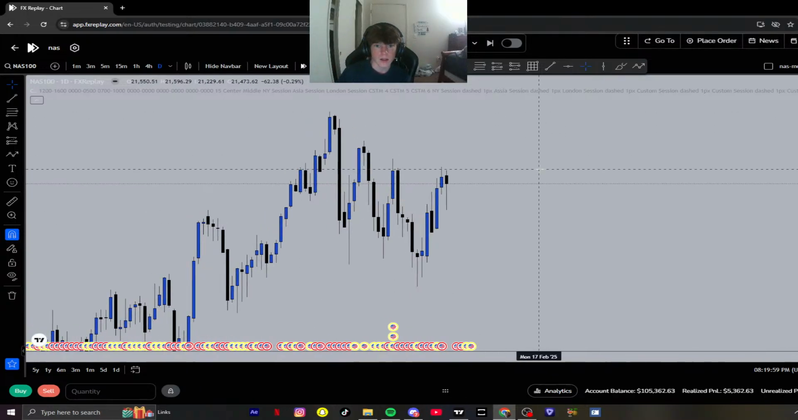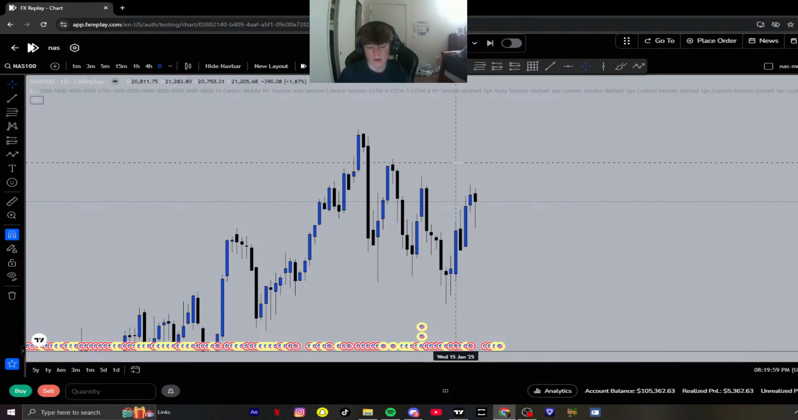This way you can choose your time frame. It's basically the exact same layout as TradingView, except you can go back in time and then play the trades.